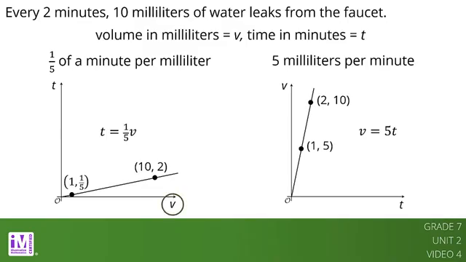The graph on the left has V as the independent variable, and the graph on the right has T as the independent variable.